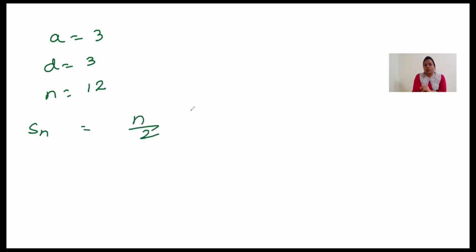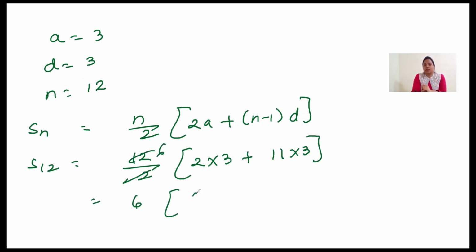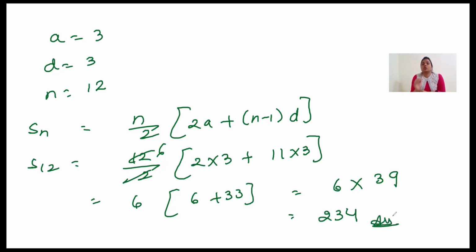So Sn is n by 2, 2a plus (n minus 1)d. So S12 is equal to 12 by 2, (2 into 3 plus 11 into 3). This will get cancelled. 6 plus 33. This is equal to 6 into 39. And this will be equal to 234. So totally they will plant 234 trees. It's clear? Now let's move to the next question.